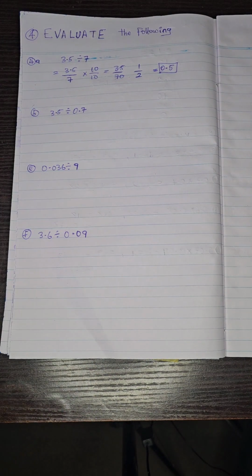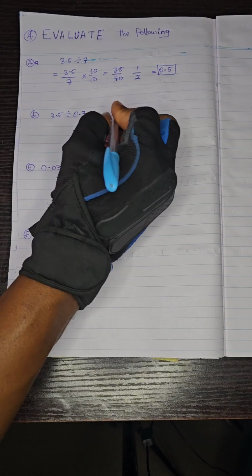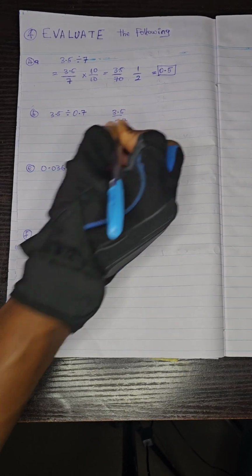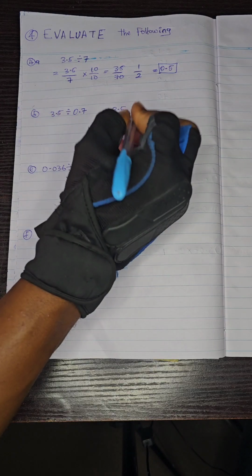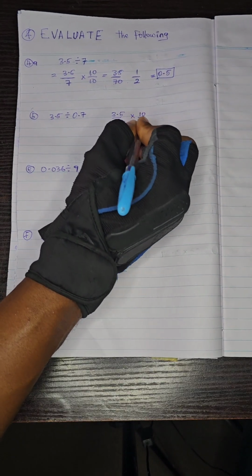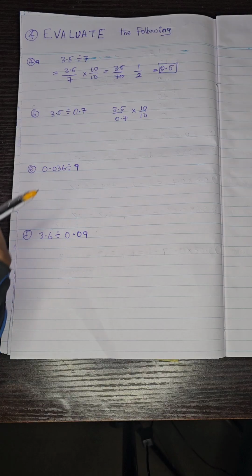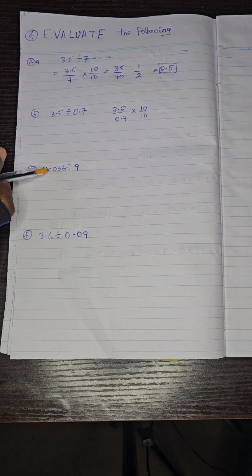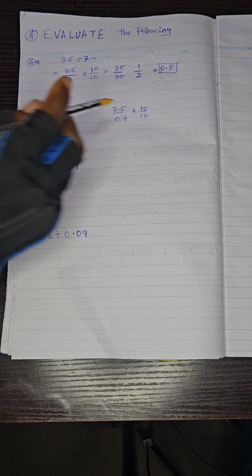So let's solve for this. In this case, we now have 3.5 over 0.7. So you multiply both of them by 10, so you make both of them whole numbers. And mind you, the one you are multiplying by is the one that has the largest decimal. Okay, we have that answer here. So the question is, I'll treat it here.